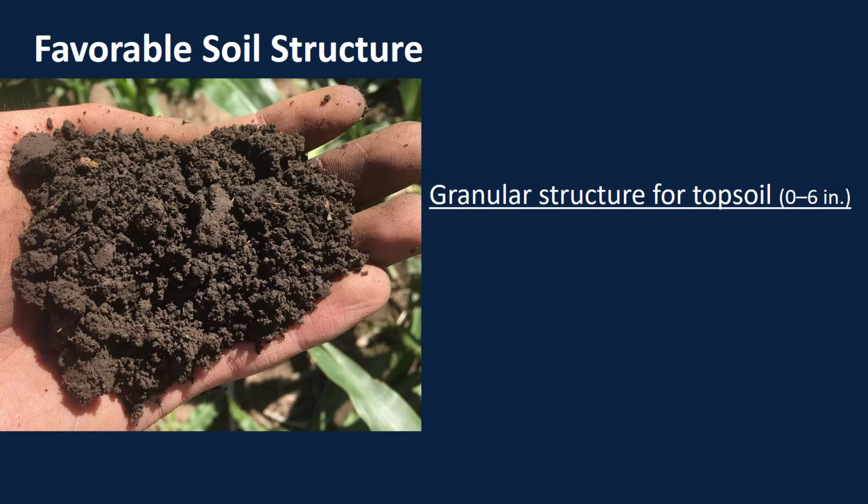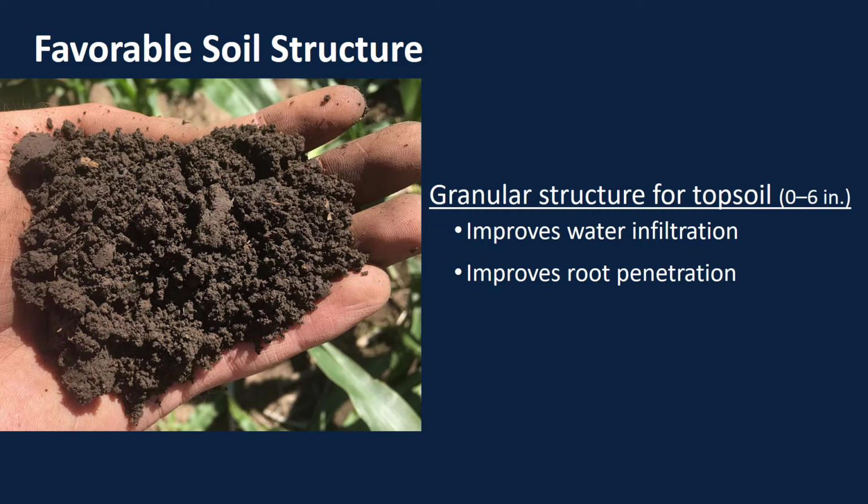And what that granular structure does is it improves water infiltration. So when we get rain or we irrigate, that water can get into the soil and be held by the soil. It also allows roots to go down through those different aggregates, creating bigger pores and areas for them to get deeper into the soil, so they can get nutrients and the water that they need in a deeper soil area.